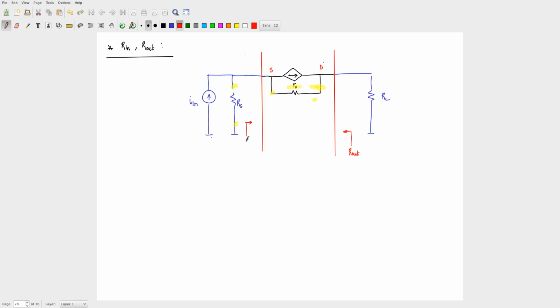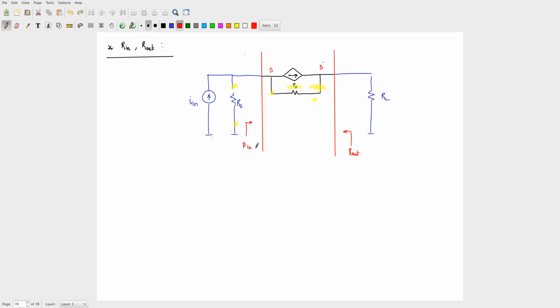Rs should be? Rs is what? Rs is part of the source, no? So, this Rs and Is, right, it's a non-ideal current source. It's just a mathematical representation of the current source. So, the Rs is sitting inside your current source. So, you can't separate that out. So, the R in is what the combination of the current source and that source resistance sees, correct? And then R out is what the load sees.